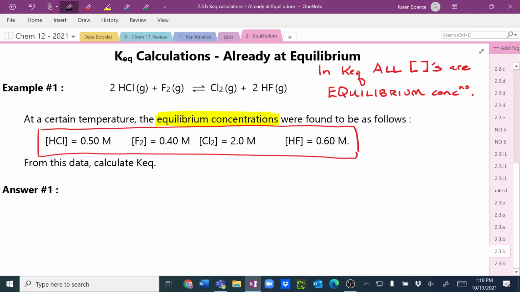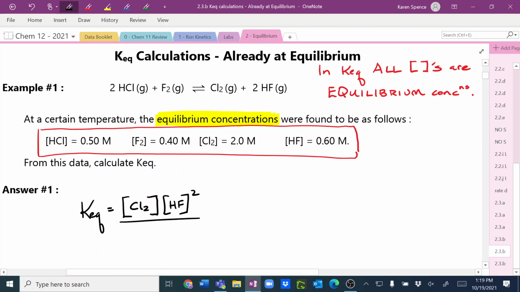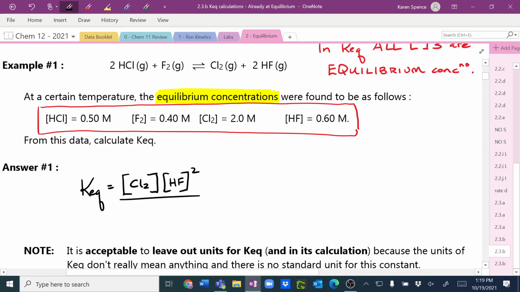So watch how easy this is to solve. You'll be like, oh, I like this. So my KEQ, you do have to write your KEQ expression. KEQ equals, and don't forget what kind of brackets are we using? Square brackets. So my products, everything's a gas here, so I'm going to include everything. We have Cl2 times HF squared over HCl squared times F2.